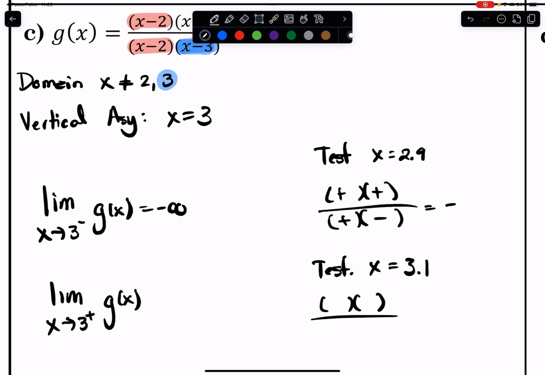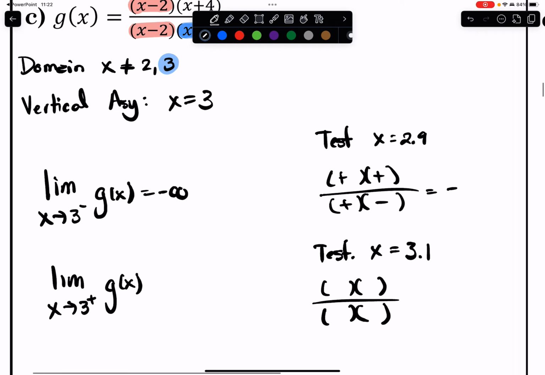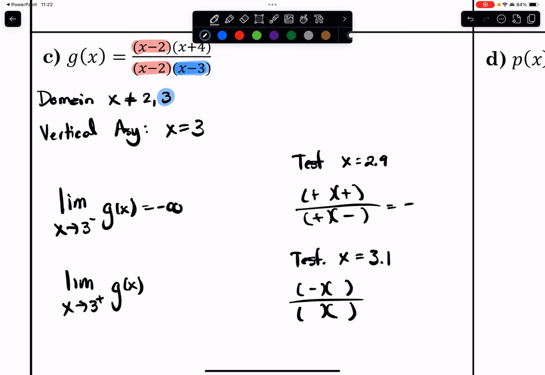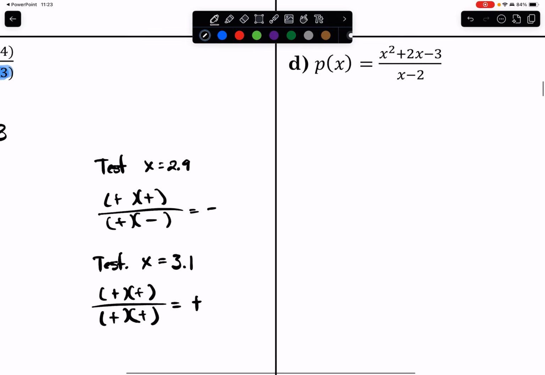We have 2 factors on the top, 2 factors on the bottom, and 3.1 minus 2 is positive, 3.1 plus 4 is positive, 3.1 minus 2 is positive, and 3.1 minus 1 is also positive, so everything is positive. So this is pointing towards positive infinity. And that's your end behaviors. Let's move on to the next example.